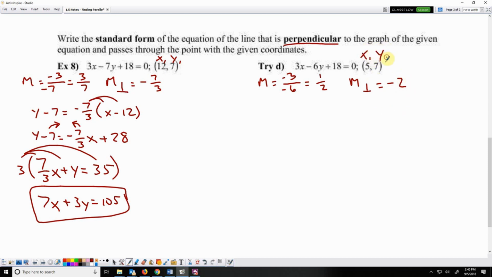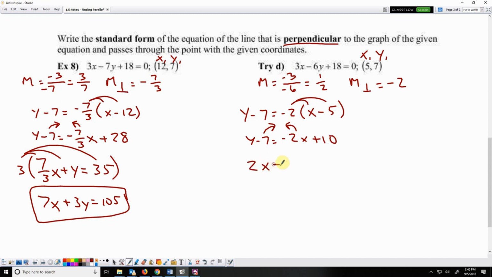And there's my x1, y1. So y minus y1 equals m times x minus x1. So y minus 7 equals negative 2x plus 10. I'm going to move the constant and that variable. 2x plus y equals 17. I have all integers. My lead coefficient is positive, so I can leave that just as it is.